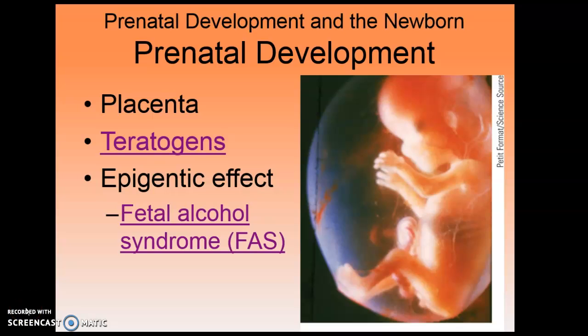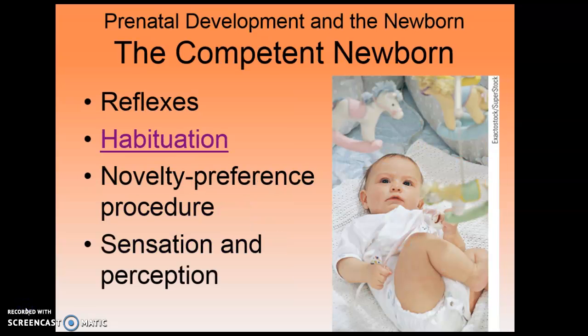An epigenetic effect is when things like alcohol leave a chemical mark on the DNA that switches genes abnormally on or off, and that can happen during this stage very easily. A competent newborn will demonstrate reflexes like the rooting reflex, seeking out the nipple. Habituation: they decrease their response with repeated stimulation of the same thing. They prefer novelty, and they can smell their own mothers and recognize voices earlier than we think.